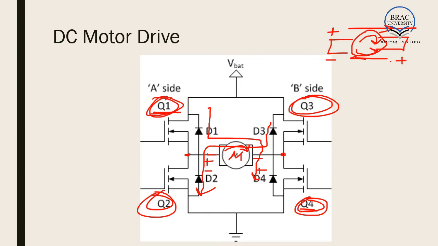How is the speed of the DC motor controlled? The speed of the DC motor is controlled by manipulating the power through the motor. How can we do that?